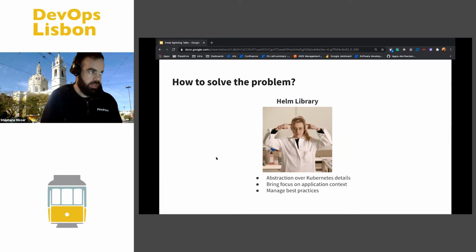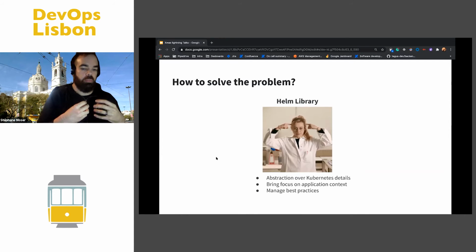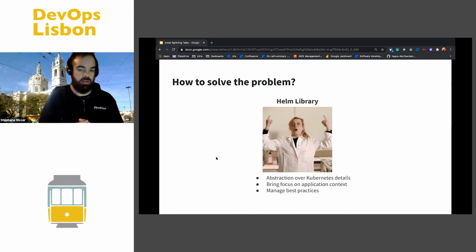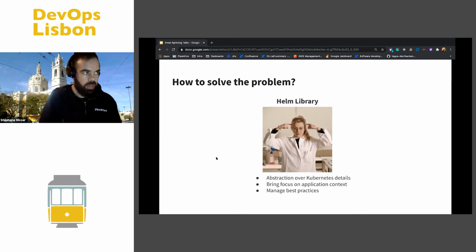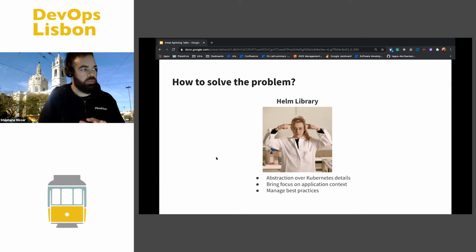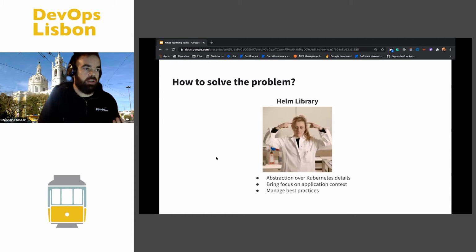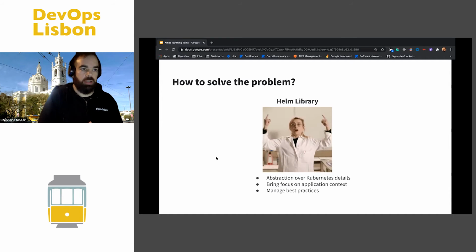So we created a Helm library with a different syntax, and then we can abstract all the complexity of Kubernetes and bring more focus on the application context. So the developers only need to care about that context. And also under the hood, we could inject best practices that we think are the best for our company.